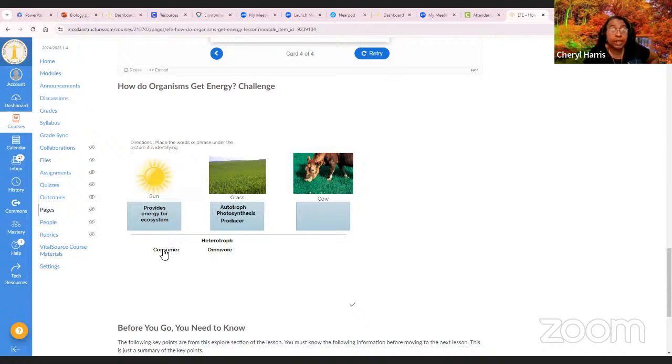All right, the cow is a consumer. It is not a producer. It is a consumer because it does not make its own food. It is a heterotroph because heterotrophs, the feeding level, means that they get the food from somewhere other than themselves. And they are not omnivores because they don't eat meat.